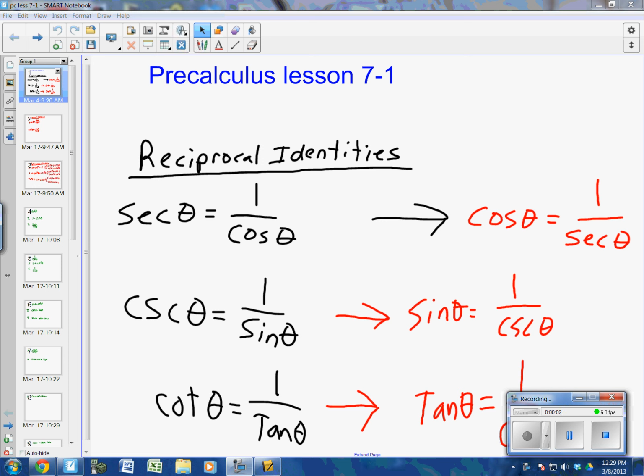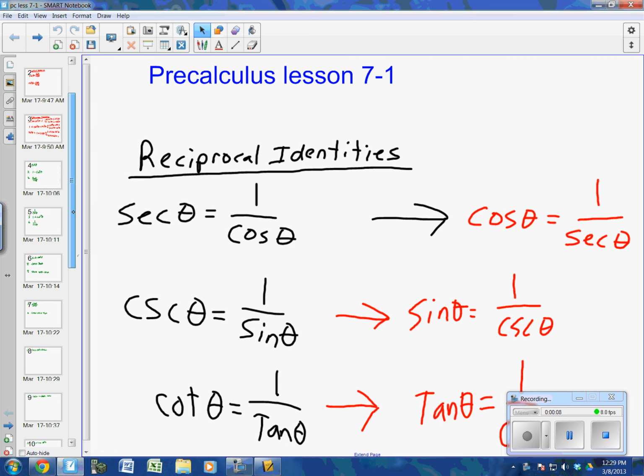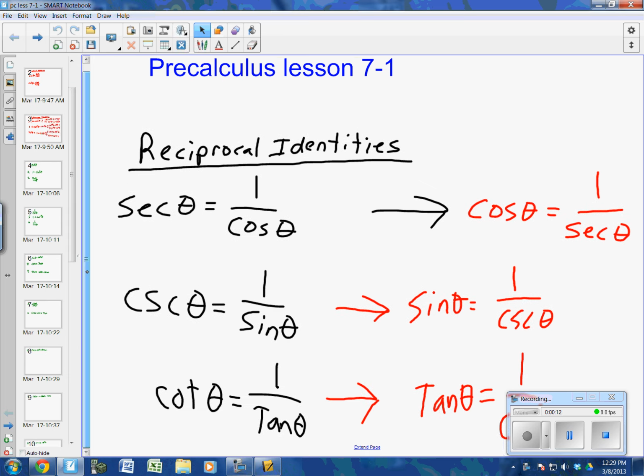Okay, last time in class we learned some of these identities. Most of them you know already, but we're going to review them really quickly. First of all, the reciprocal identities: secant equals 1 over cosine, and if you solve it for cosine, cosine equals 1 over secant. Cosecant equals 1 over sine, and if you solve that one for sine, it's sine equals 1 over cosecant.